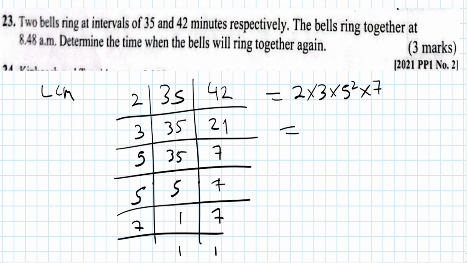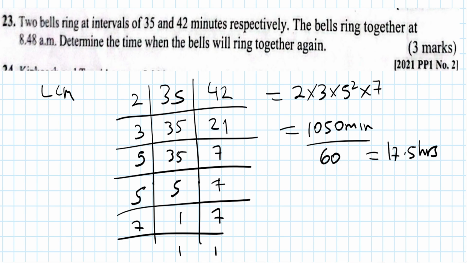So how much is it? 2 times 3 times 5 squared times 7 gives you 1,050 minutes. If you want to convert it into hours, divide by 60. It is going to give you 17.5 hours. But why is it very much? Let me confirm. 2 times 3 times 5 squared times 7, so 1,050.